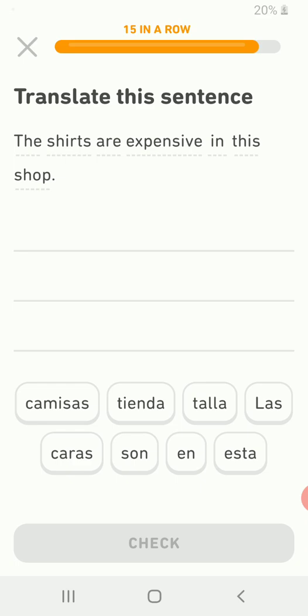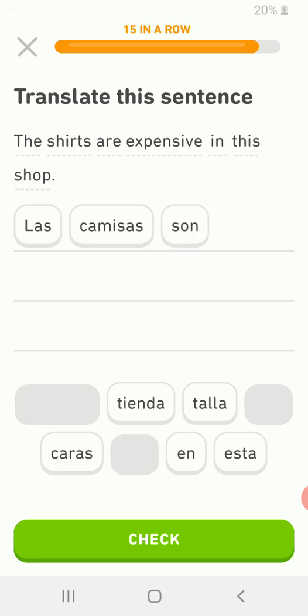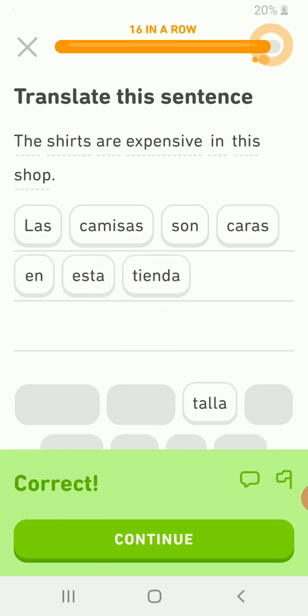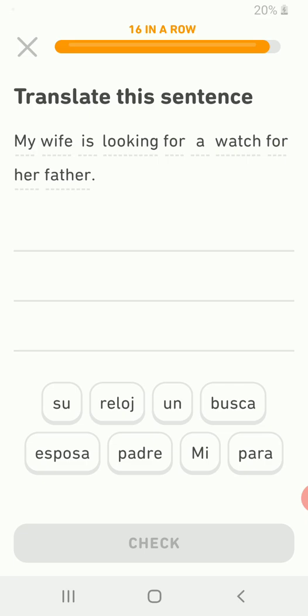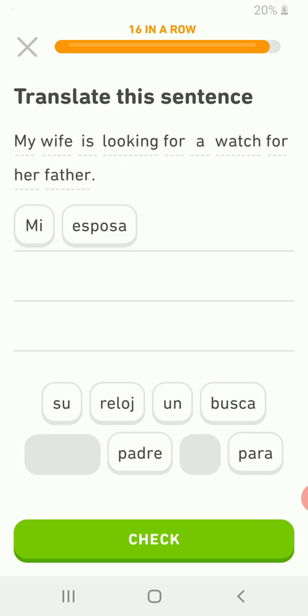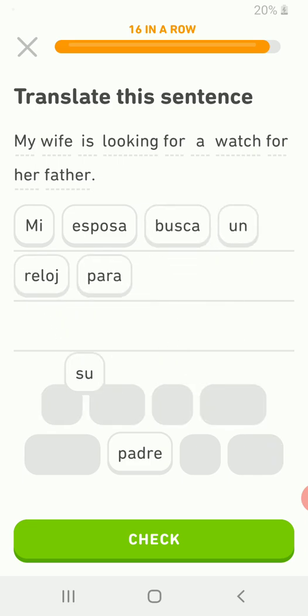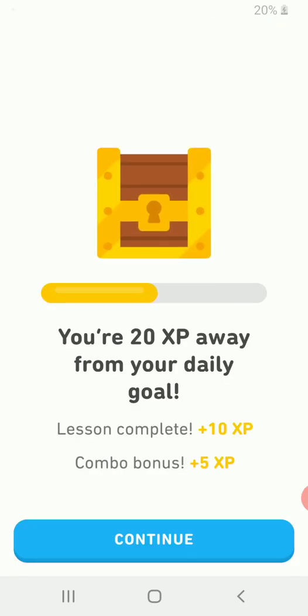And the skirts are expensive in this shop. How do you say this in Spanish? Las faldas son caras en esta tienda. And the last one for this exercise: my wife is looking for a watch for her father, para su padre. How do you say watch? Reloj. Yes. Mi esposa busca un reloj para su padre. For her father.